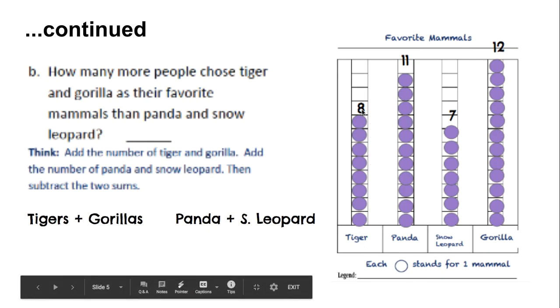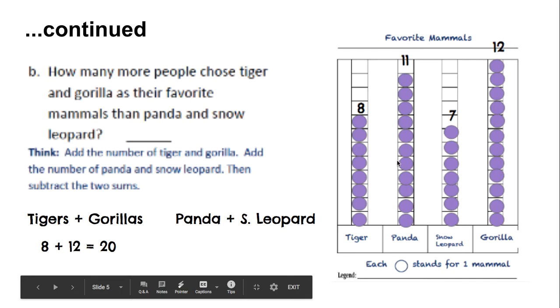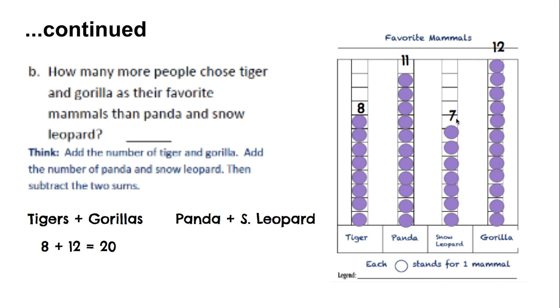Tigers and gorillas. Let's take a peek over here. Tiger has 8. Gorilla has 12. We will need to add 8 plus 12, and I did that quickly for you. It is 20. I'll give you a chance to do the next one. Panda plus snow leopard. I see 11 for panda and 7 for snow leopard. Go ahead, take your time, 11 plus 7, and figure out what that equals. If you're on it, it is 18.